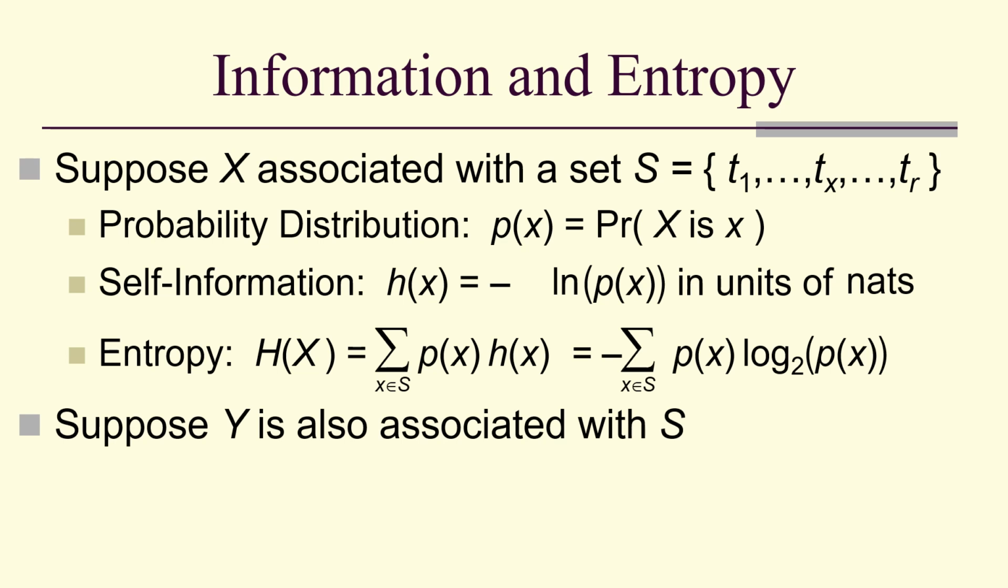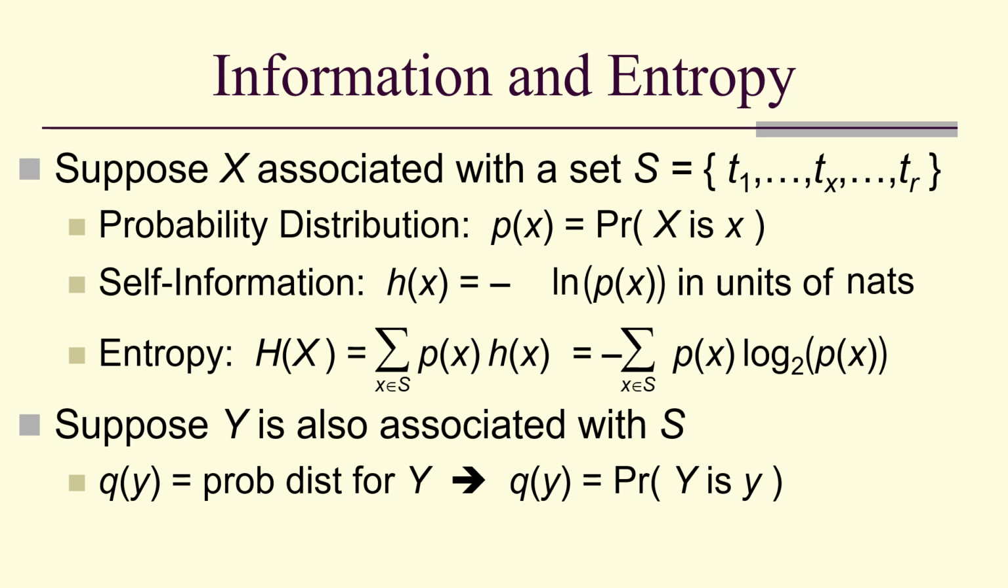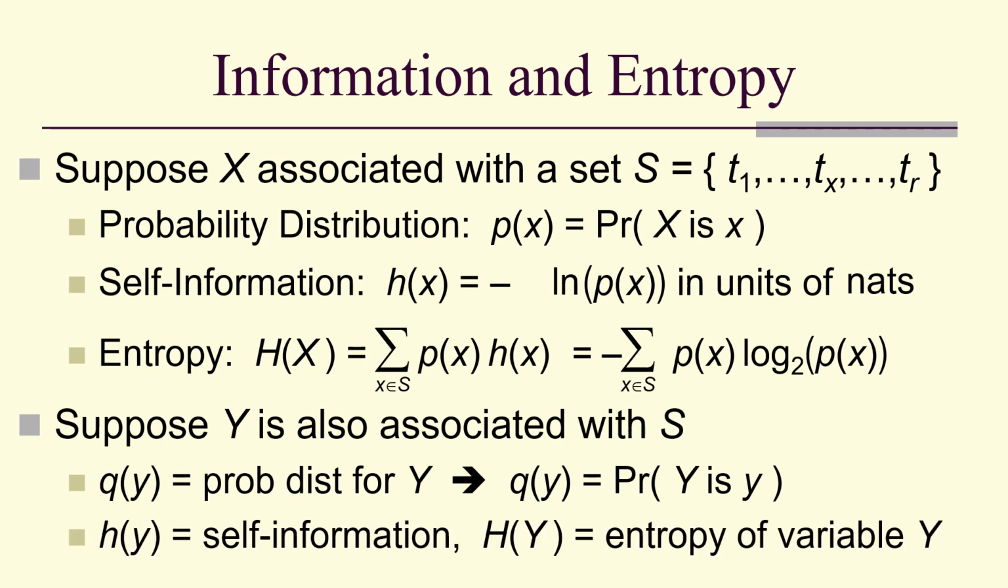But suppose y is also associated with S, and q of y is a probability distribution for capital Y. In other words, q of lowercase y is the probability that capital Y is y, S also being indexed by the lowercase y here. H of y would be the self-information, and capital H of capital Y would be the entropy of the variable uppercase Y.